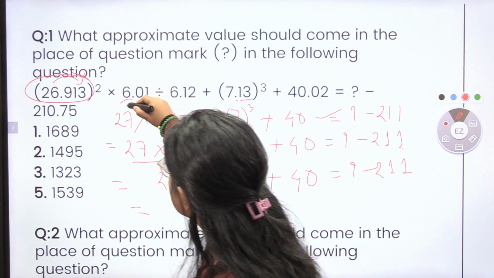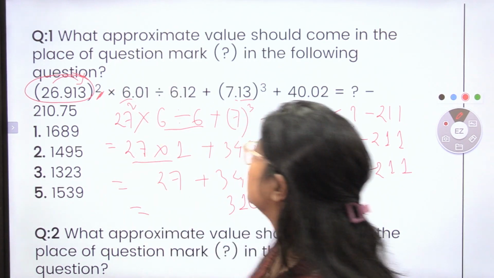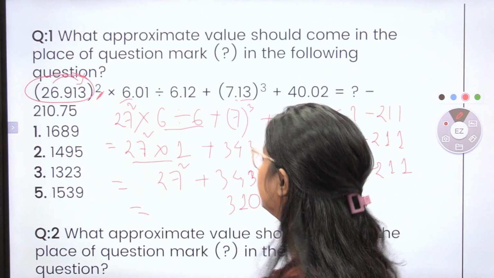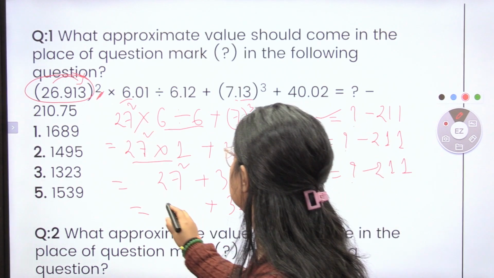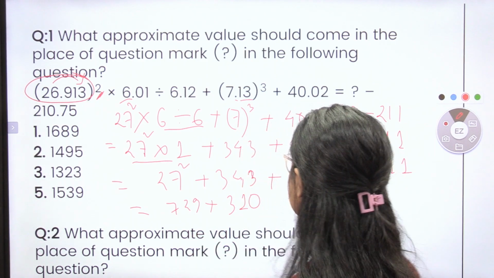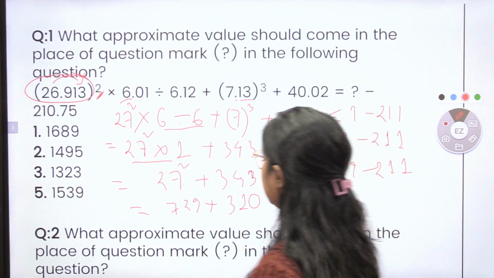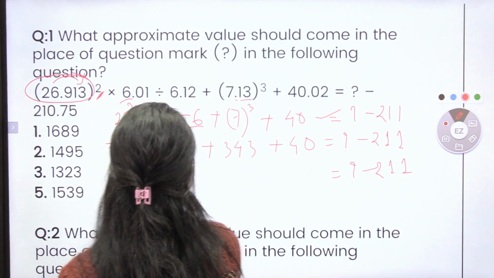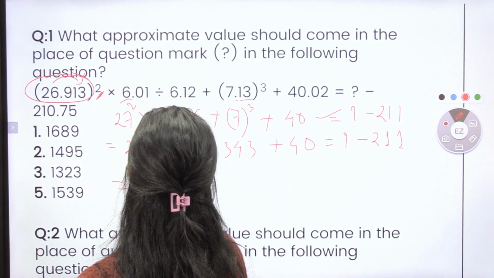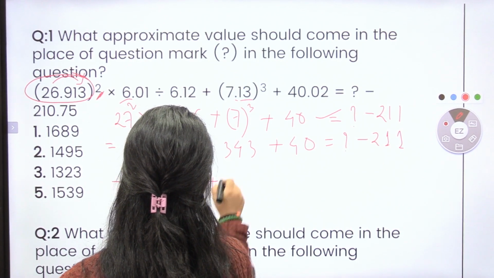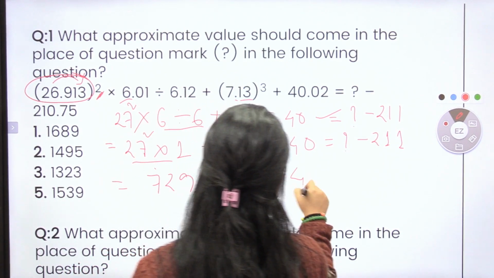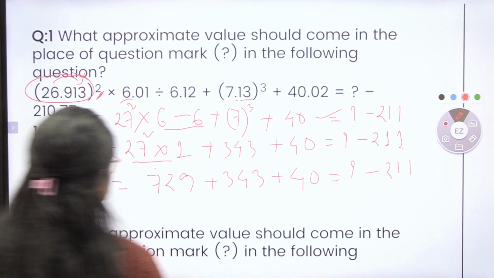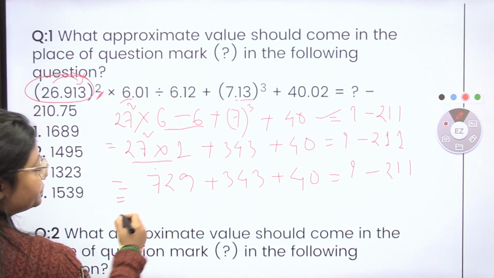Okay, I have missed this square one. There was a square here. So it will be 729. Let's do it completely. So here it will be 27 square, which is 729, plus 343 plus 40 is equal to question mark minus 211. Now let's do the solution.